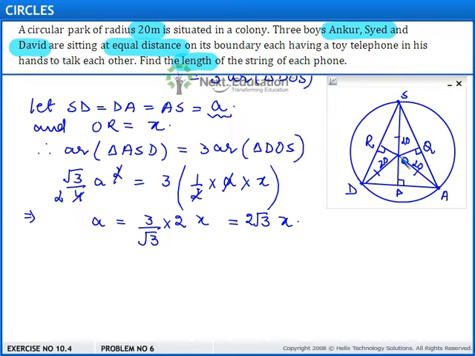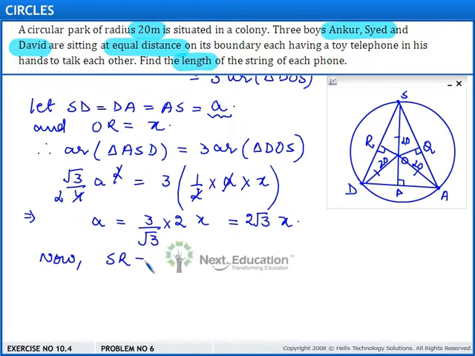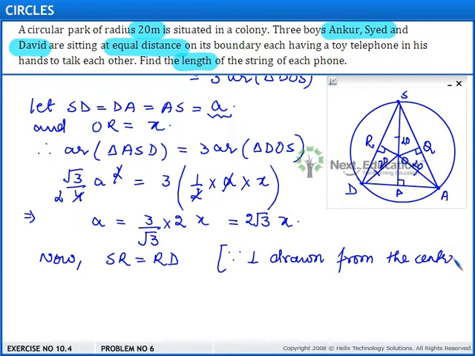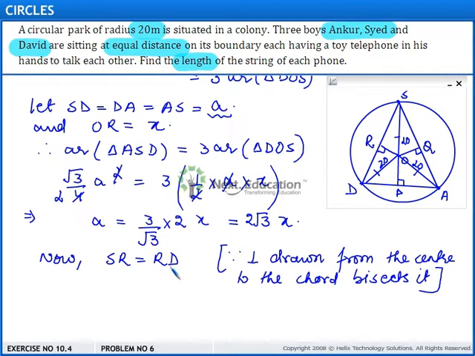Now we know that perpendicular drawn from the center to the chord bisects the chord, therefore we have SR is equal to RD. And the reason is, since perpendicular drawn from the center to the chord bisects it. Therefore, we have SR is equal to RD, and this is equal to half of SD, that is half of a.